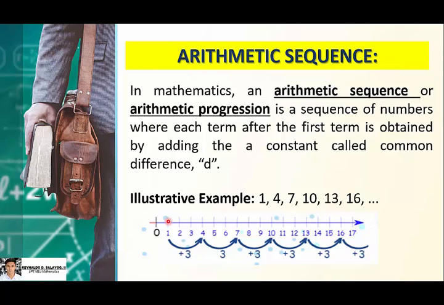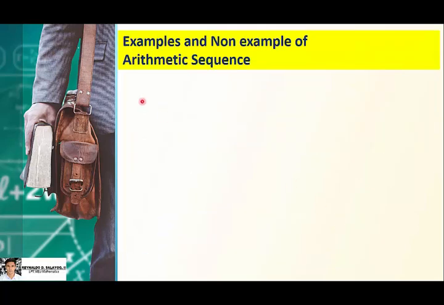So our second term will be 4. And from that 4, we add again the common difference 3. So our next term will be 7. The next term after 7 will be 10. The next term after that will be 13. And so on. So let's move on here to examples and non-examples of arithmetic sequence.